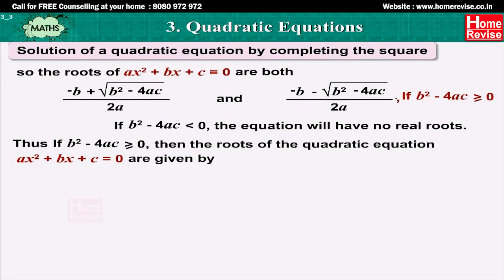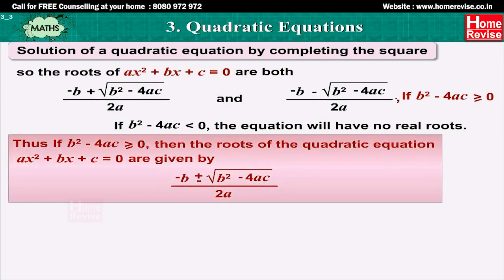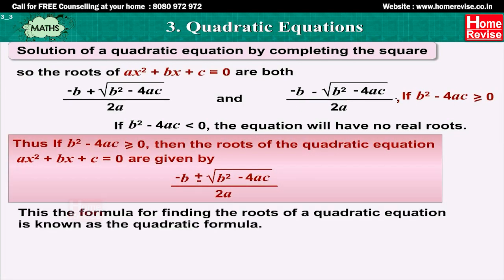Thus, if b squared minus 4ac is greater than or equal to 0, then the roots of the quadratic equation ax squared plus bx plus c is equal to 0 are given by (minus b plus or minus square root of b squared minus 4ac) upon 2a. This is the formula for finding the roots of a quadratic equation and is known as the quadratic formula.